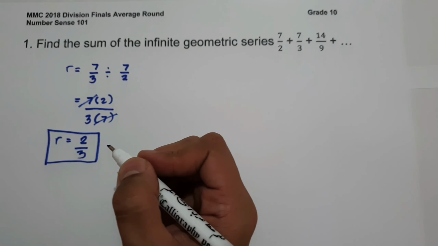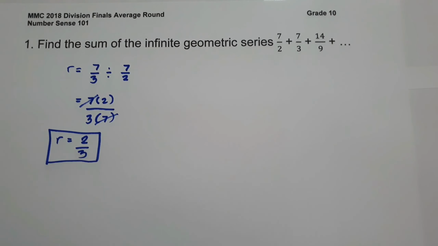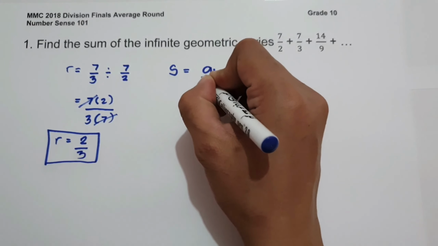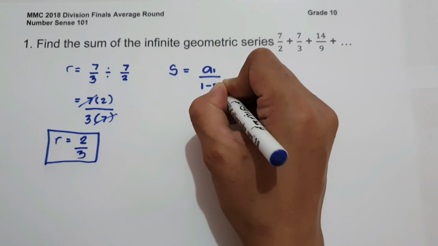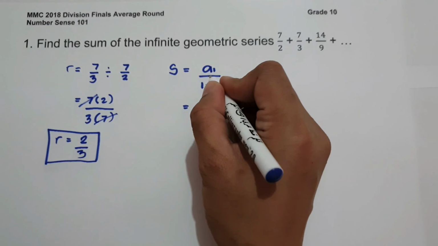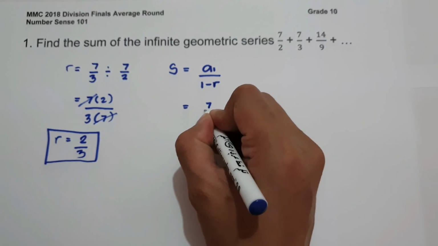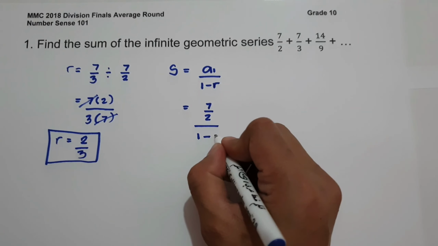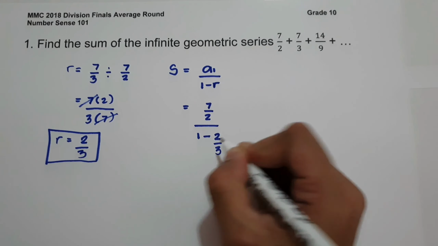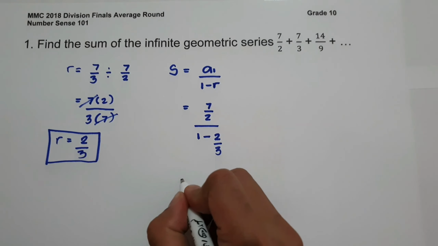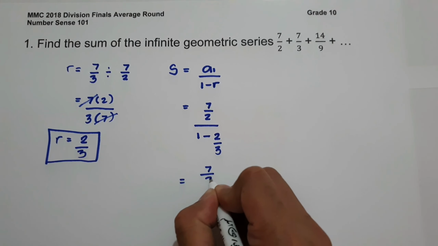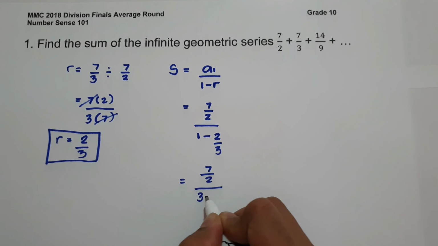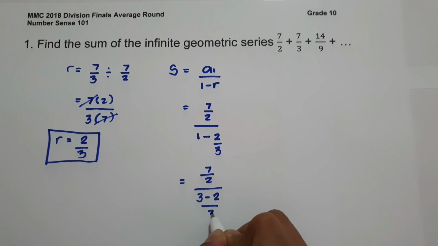The formula for the sum of the infinite geometric series is S equals a sub 1 over 1 minus r. a sub 1 is the first term, 7 over 2, and then 1 minus the common ratio, 2 over 3. So let us rewrite 7 over 2, and then let us multiply 3 times 1, that is 3, minus 2 over 3.